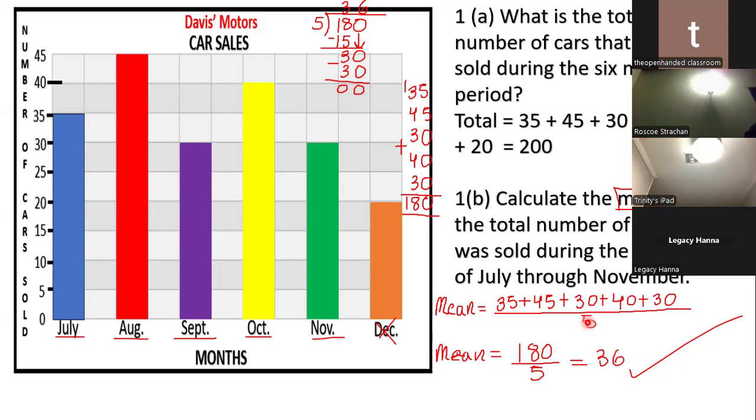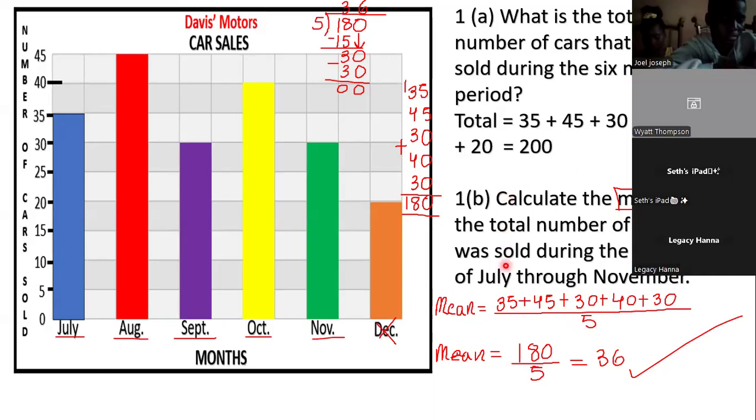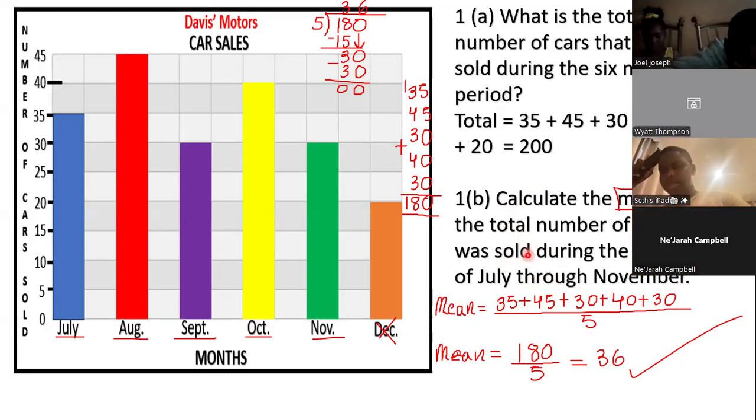Any other questions on this? Adaya, do you understand this? Yes, sir. Seth, you had a question, but you answered it when you answered Trinity's question. Seth, do you understand this? Not really. Not really? Okay.